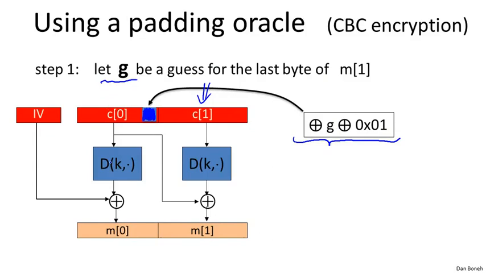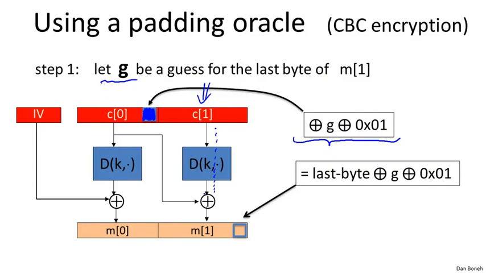But now when C1 is decrypted, the last byte is going to be XORed with this modified C0, and as a result the last byte of the plaintext is also going to be XORed with this extra value that we stuck into C0. So what goes in here is the actual original last byte in the plaintext M1, but now it gets XORed with G XOR 0x01.